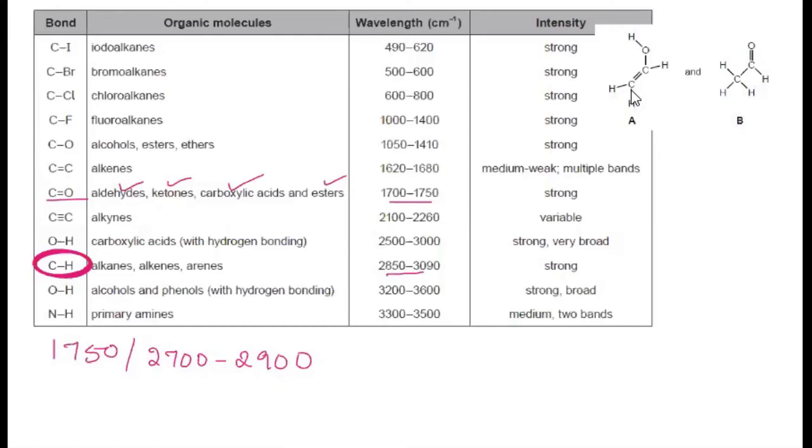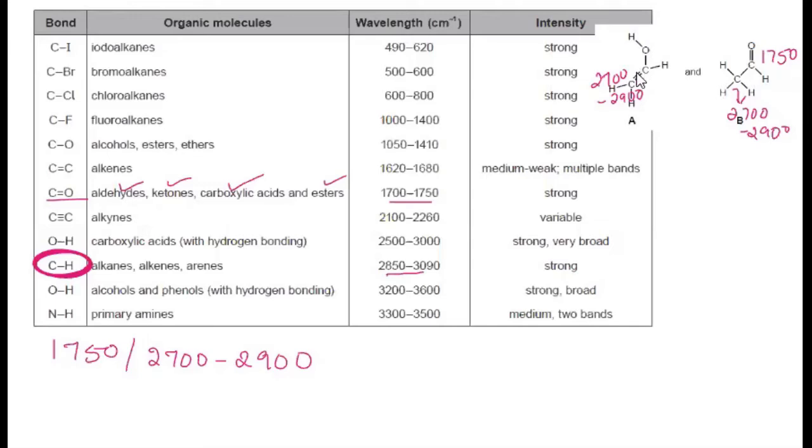Now going back to the molecule, let's analyze it thoroughly. In molecule B, we have CH bond data as well as carbonyl bond data, where the 1750 could correspond to the C double bond O, and the 2700 to 2900 range would correspond to the CH bond. Now let's thoroughly analyze this molecule. Okay, so the 2700, 2900 can be attributed to this particular CH bond.